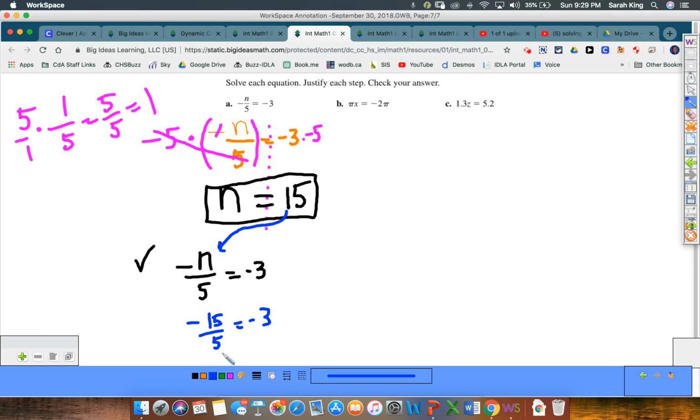And yes, it works out. This ends up being negative 3 equals negative 3, and yes, it checks out. If it checks out, then you know you did it correctly. It says right here in the directions, check your answer. So I want you to make sure to get in the habit of checking your answer.